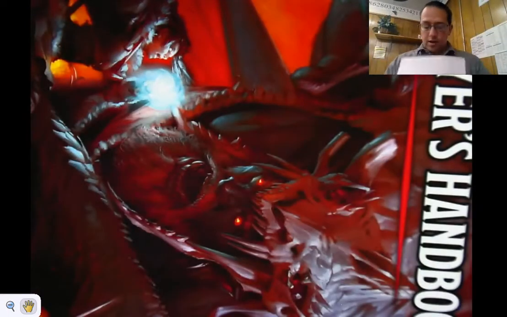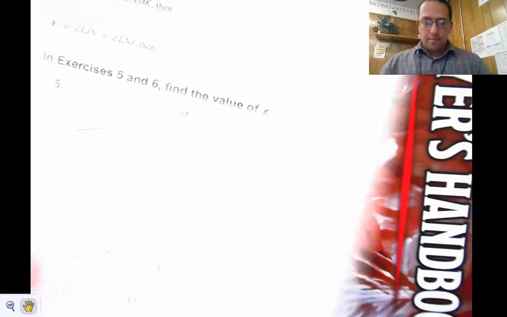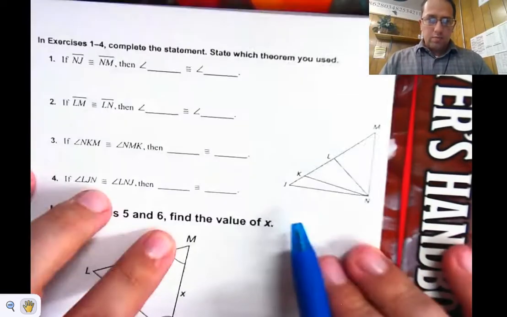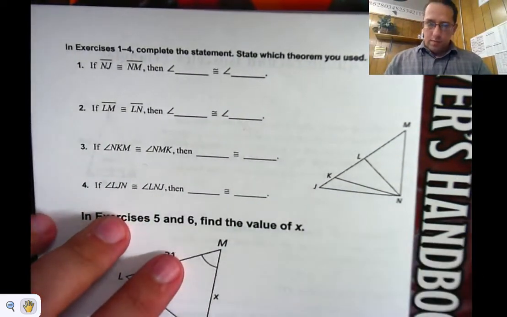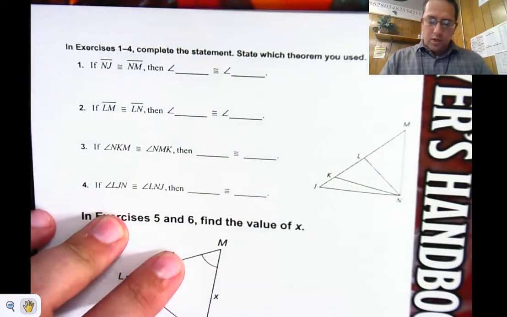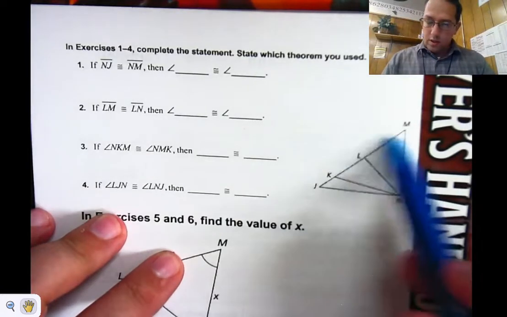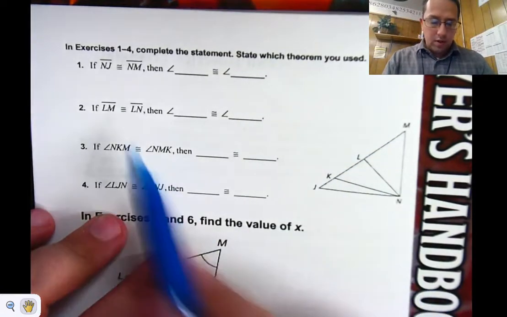Let's take a look at this, see what we can do with this stuff. Answer some questions, that kind of thing. So what we have here on, let's move the paper so we can see, there it is. So 1 through 4, we want to complete the statements and then state which theorem was used. Okay, so we're looking at this diagram here.